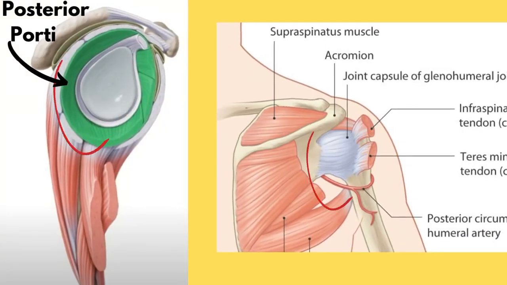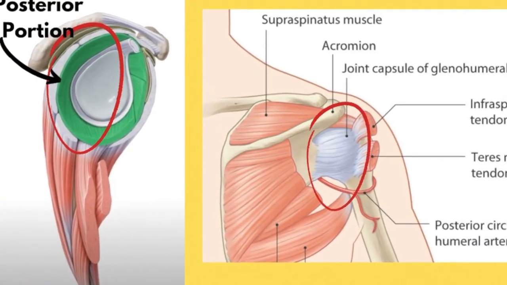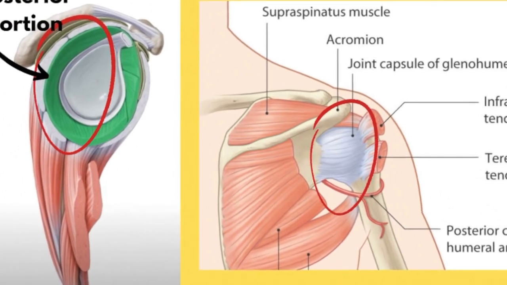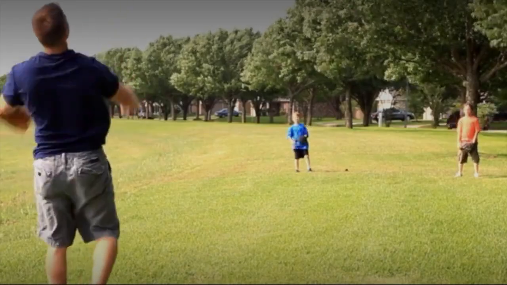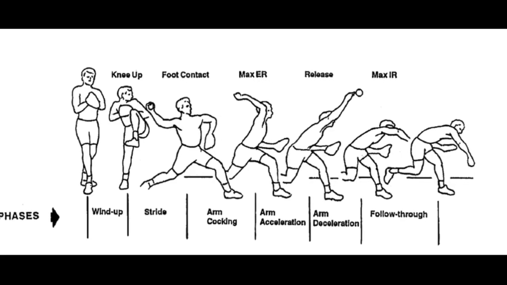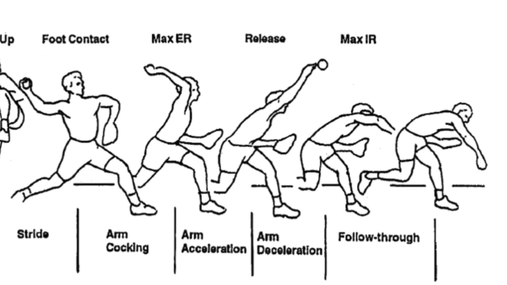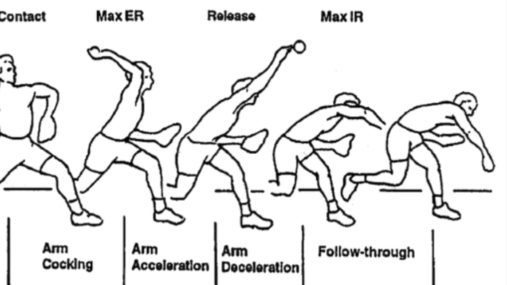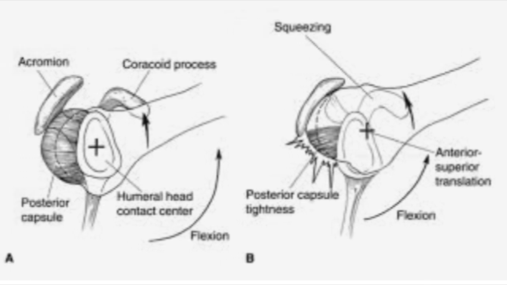Another very common cause is posterior capsular tightness. During the throwing action, there is a phase which is called the deceleration phase. This deceleration involves a lot of muscles as well as the capsule to start to tighten up in order to prevent further strain of all of the muscles in the shoulder as well as the capsule.